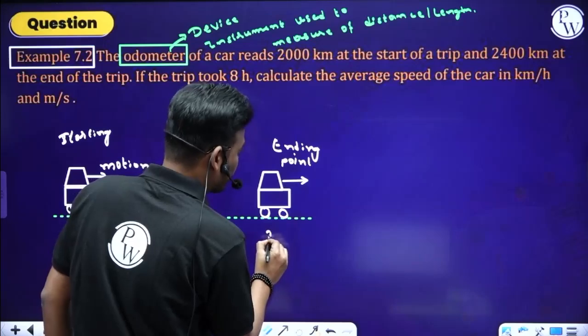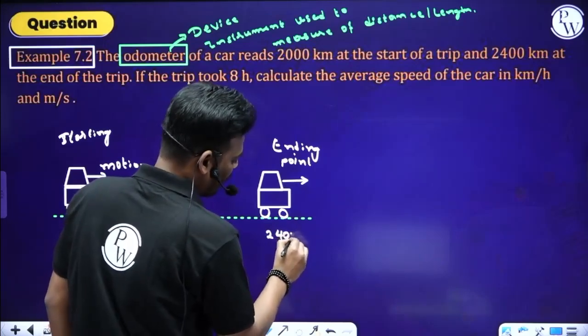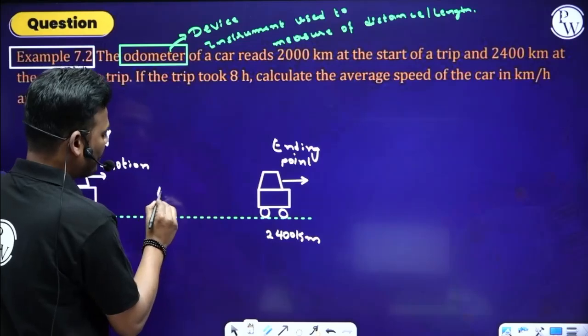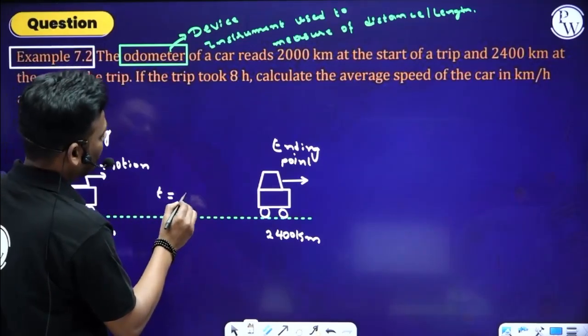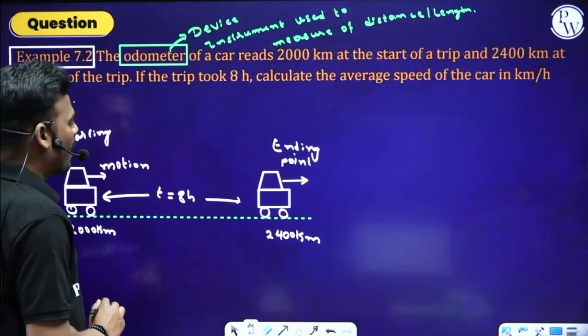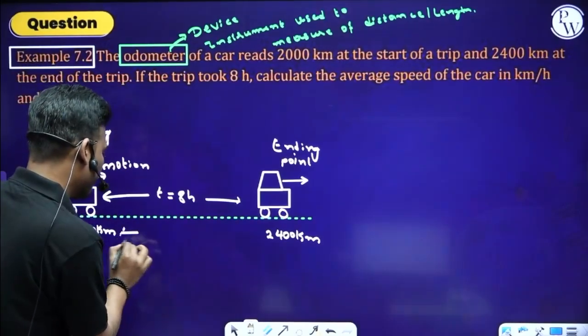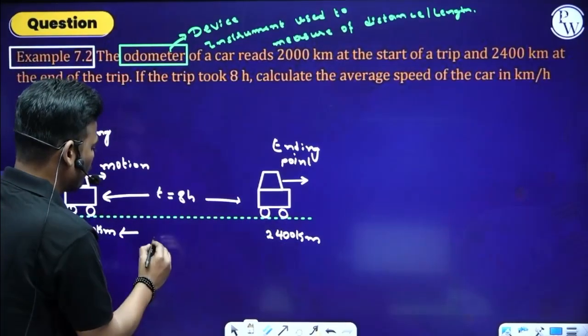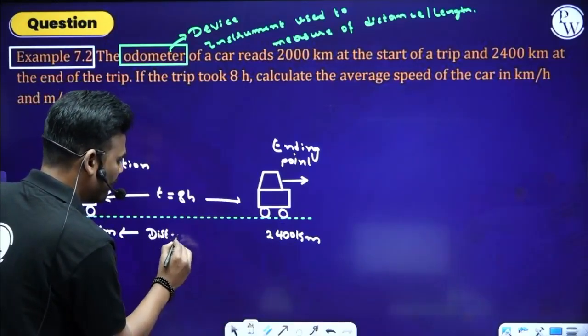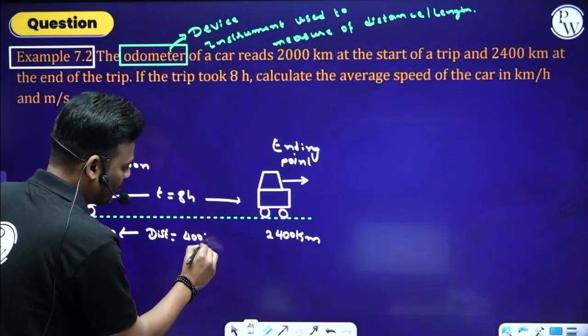So what is the distance traveled? That is 2400 kilometer. What is the time taken? It is 8 hours. And what is the distance traveled from here to here? If I take the difference of these two, you will get the distance. That is 400 kilometers.